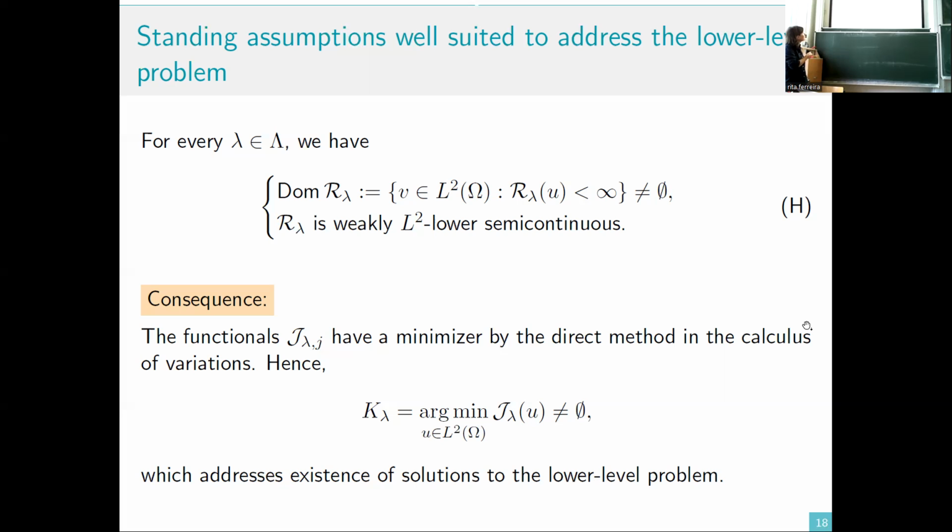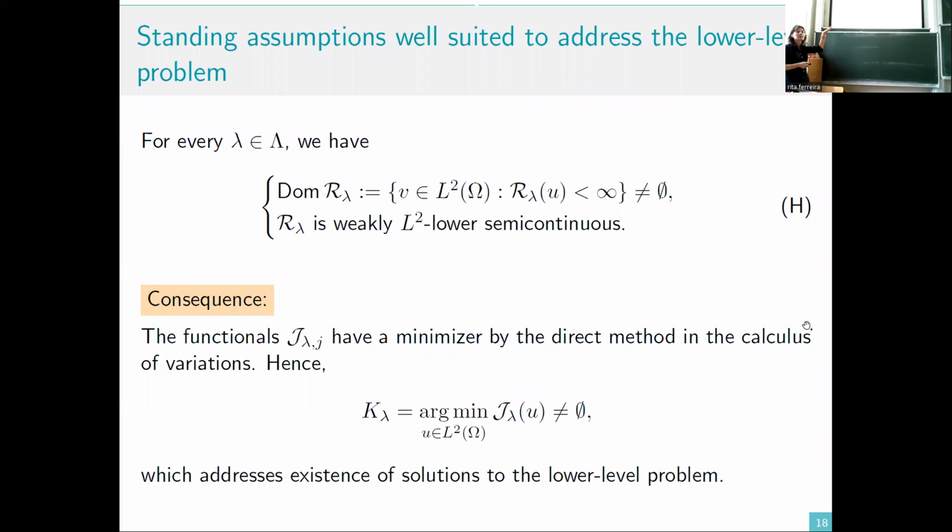And because of the assumption, the reconstruction functionals simply have a minimizer by the direct method of the calculus of variations. Compactness comes from the fidelity term. You have the L2 norms, so you have compactness from there. For lower semi-continuity, you have a sum of two lower semi-continuous functions, so you are fine. So existence of solutions for a fixed lambda for the lower level is guaranteed. So the set of minimizers is non-empty, period.